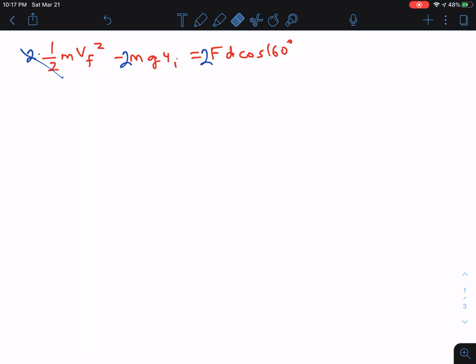mg is the weight, so I don't really need to do anything. I'm just going to put them together as m and g. And y initial is not given. Instead, the 10 feet, which is the ramp length, is given. d is given, so we have to find a way to write them in terms of each other. And on the other side, f is given, d is given, and we have everything else.